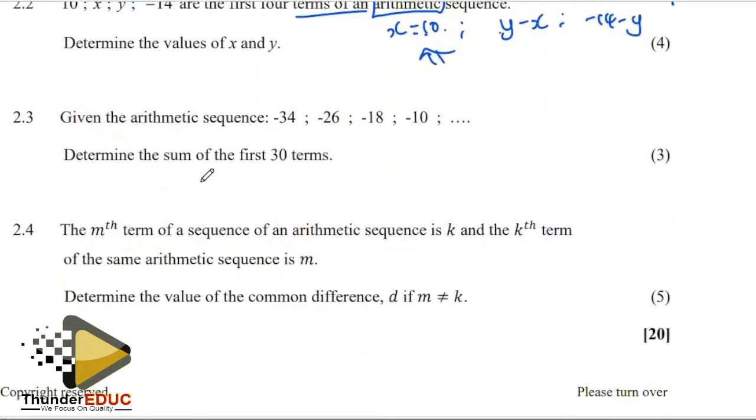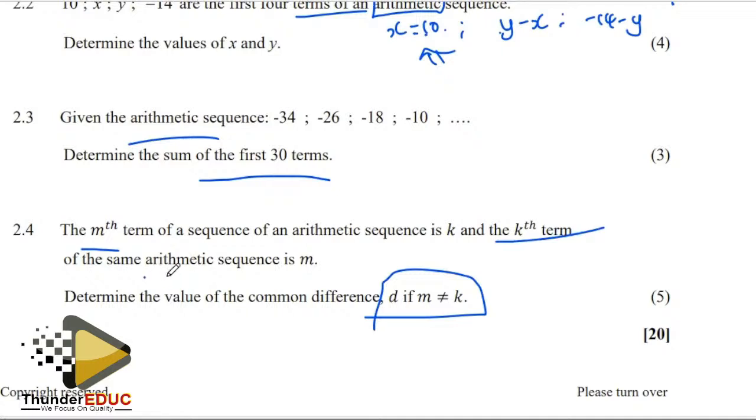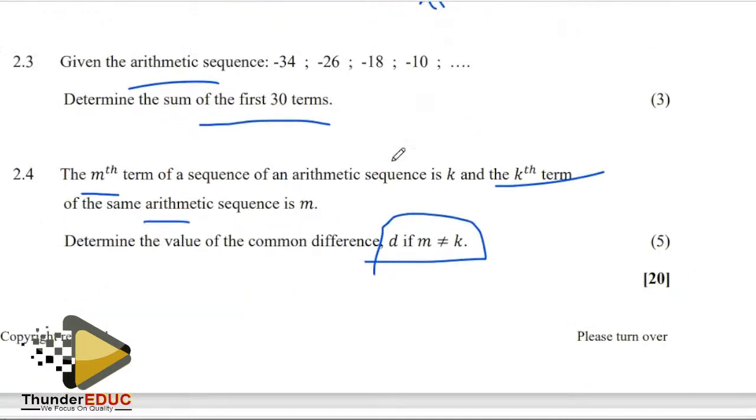2.3, just the same thing, determine the sum. So it's arithmetic, use the sum for arithmetic. And then the mth term of an arithmetic sequence is k, the kth term is m, determine the common difference. So in this case, use the Tn formula, since they say the mth term, the kth term of what? Of an arithmetic sequence. Use the Tn of an arithmetic, and then we're good to go. All right, so we move on. So that is sequences and series or number patterns.